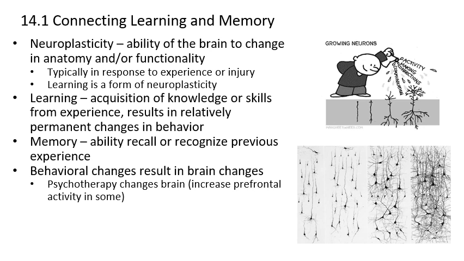Learning is the acquisition of knowledge or skills from experience that results in relatively permanent changes in behavior. And memory is the ability to recall or recognize previous experience. Behavioral changes result in brain changes, as I just mentioned. For example, things such as psychotherapy. There's indication that people who undergo psychotherapy and improve whatever emotional or cognitive issues they were dealing with, their brain changes along with that. This includes increases in prefrontal activity, increased connections between brain areas, etc.